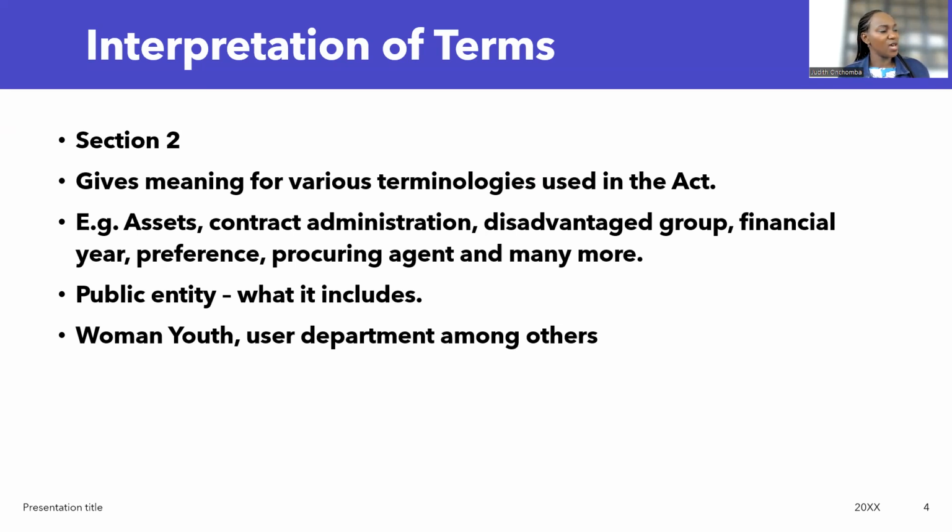Definition of assets, appeals, authority, contract administration. When the Act talks of disadvantaged groups, what is it? When we talk about financial year, what is it? Consultancy services. When you see a term preference, what does it mean? Procuring agent, what does it mean? And many, many more. When we talk of woman, youth, user department, among others, what do they actually mean? So this section has defined those terms, has given you a description of what those terms mean.